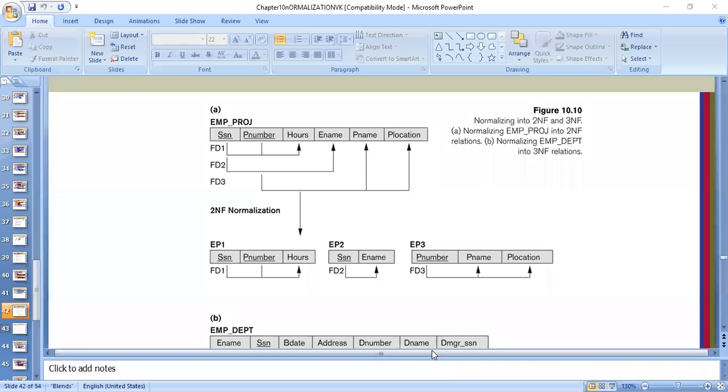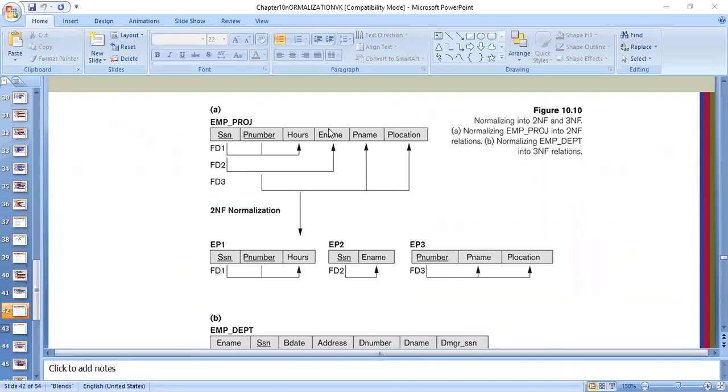Now let us see whether it is right for other attributes also. What about ename? Is ename fully functionally dependent on these two? No. Why? Because ename is dependent only on SSN. If you look at this arrow, ename has full functional dependency only on the SSN number. It doesn't require the project number to uniquely determine any employee's name. We can determine the employee name only by the SSN number, isn't it?